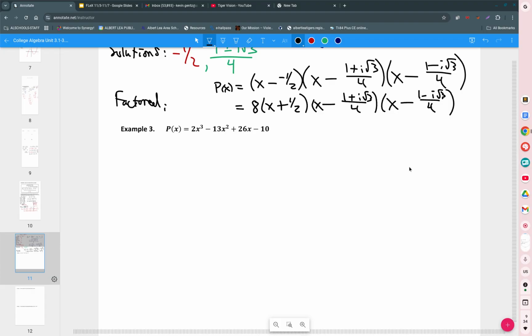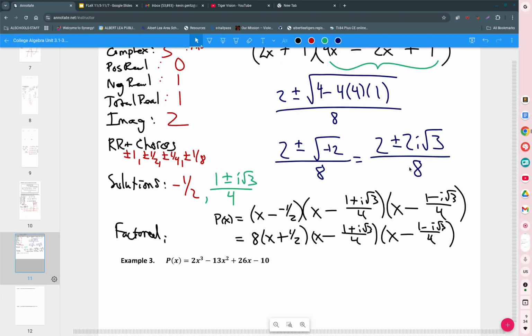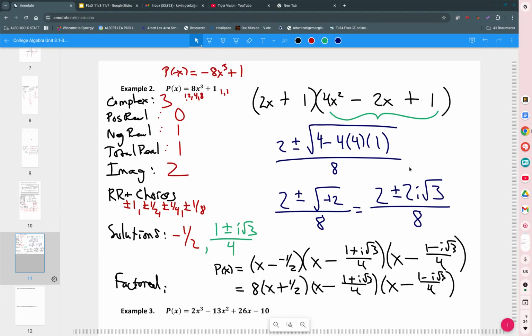So where's the a coming from? The 8? Yeah. x times x is x cubed, agreed? Yep. We need to come up with 8x cubed. And if you notice here, look at how we factored this. 2 times 4 is our 8, right? It gets lost in the quadratic formula. So we just put the 8 back out front.